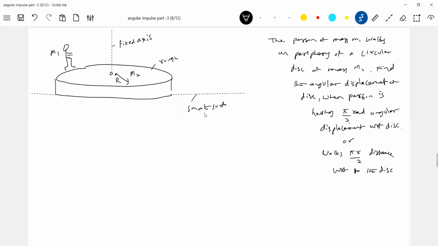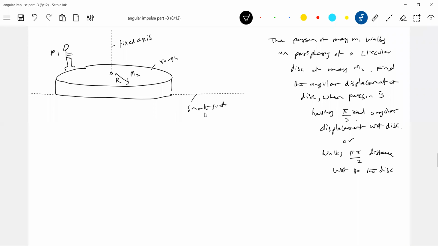How to do this problem now? What is this problem? What should you relate it to? You should try to relate this to a person walking on a plank, center of mass. When a person moves from one end to another end, what is the displacement of the plank? The same approach is what we are bringing here. There linear momentum was considered, here angular momentum is considered.